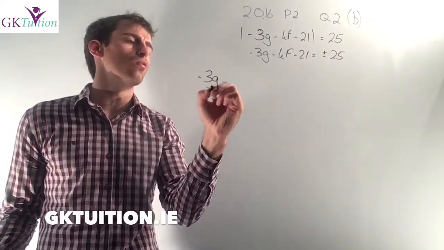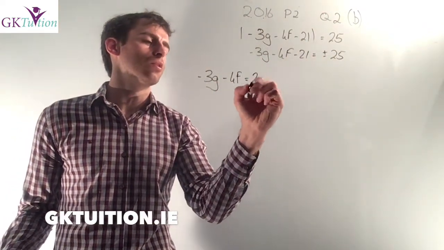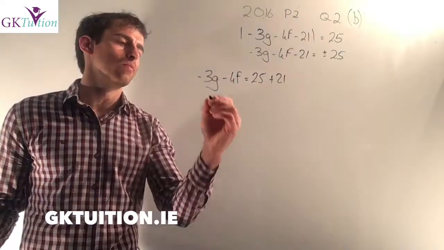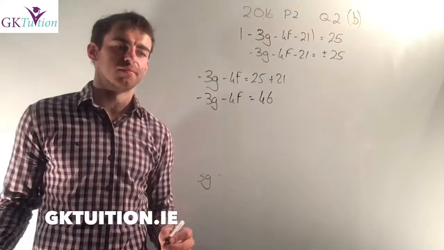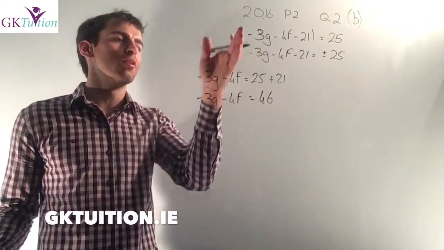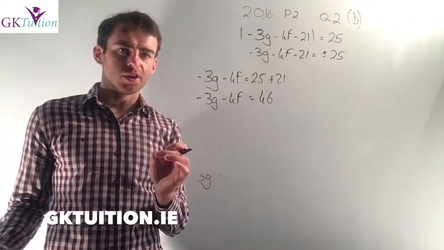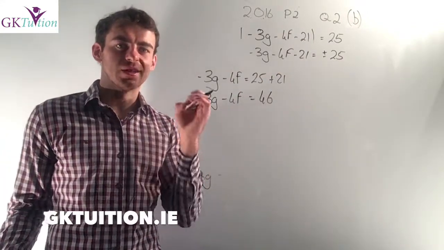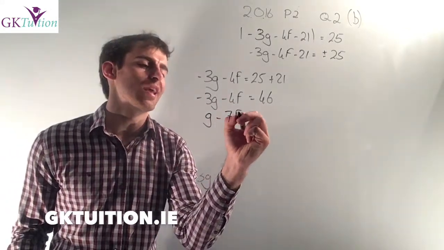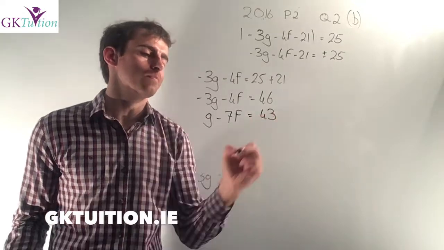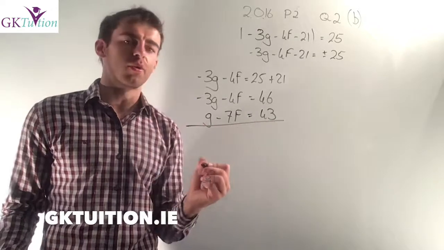That means the equation of one of my equations is minus 3g minus 4f is equal to 25 plus 21, which means that minus 3g minus 4f is equal to 46. So now I've simplified down my equation from the perpendicular distance. And when I subbed in minus g, minus f into the line, I found that the equation of that line was g minus 7f is equal to 43. So now it's a very straightforward simultaneous equation. So let's just work our way through this.